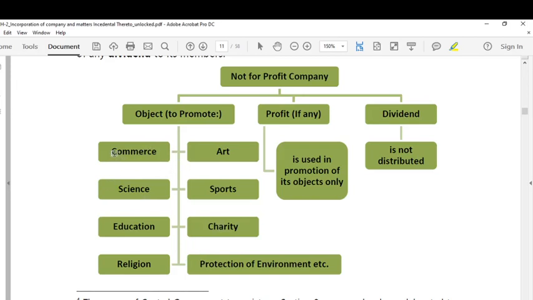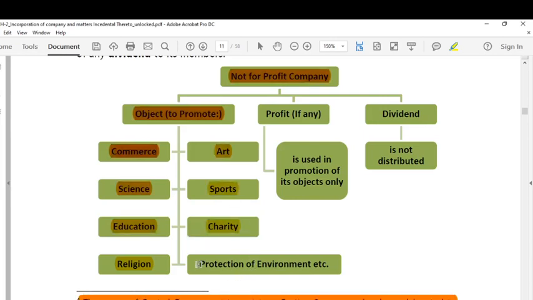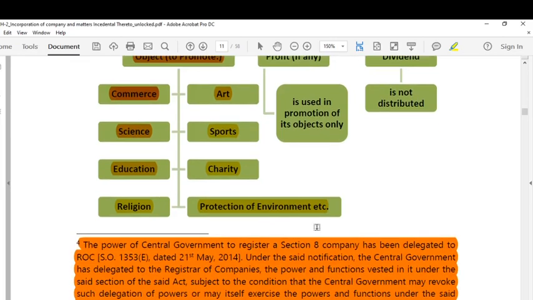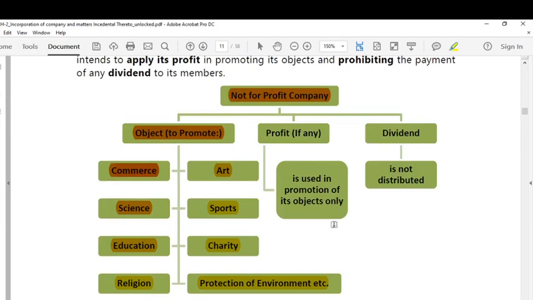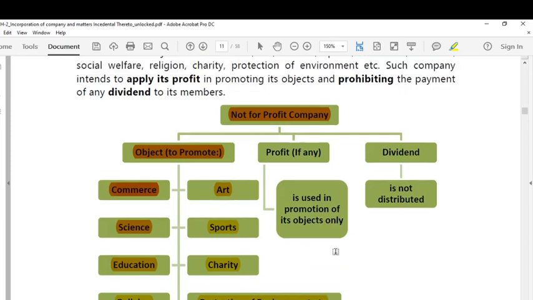So, in order to promote commerce, science, education, religion, art, sport, charity, and protection of environment, etc. All these are considered to be charitable objects. And the other important thing here is that for this Section 8 company, whatever profits it derives should be used for promotion of its objects only.